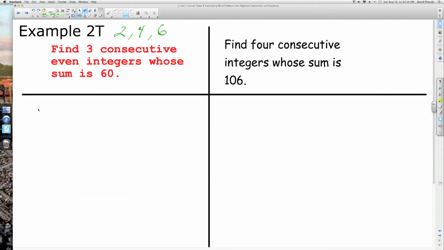Here in example 2t, we're solving the same two problems we just compared the similarities and differences of. So the first problem here in red is find 3 consecutive even integers whose sum is 60. And so we're looking for consecutive even integers. Here's the first set, or the smallest set, of even integers, just to give you an idea of what's going on. And what's going on here is that 2 is the first even integer. And to go from the first even integer to the second even integer, we have to add 2.